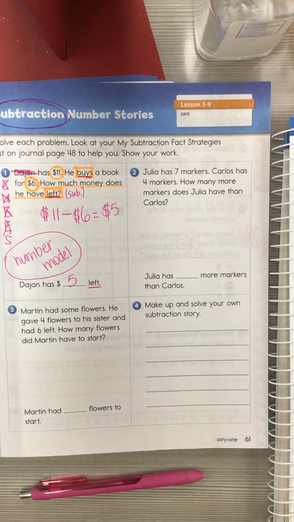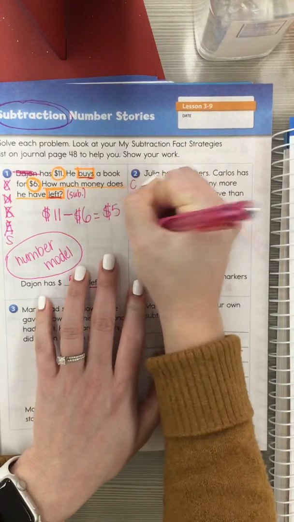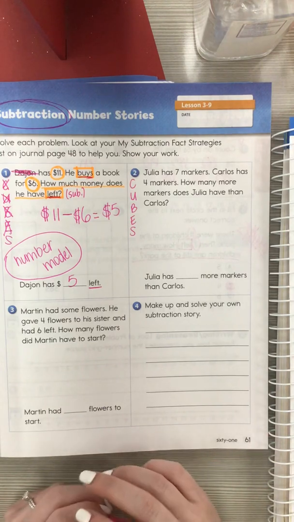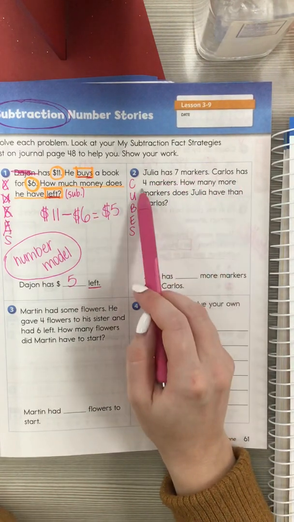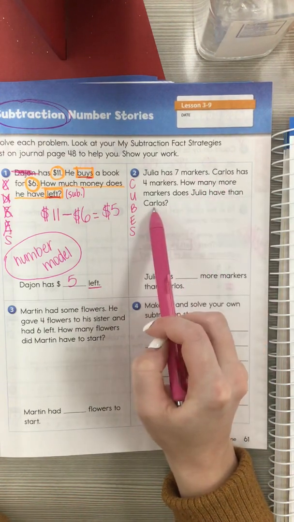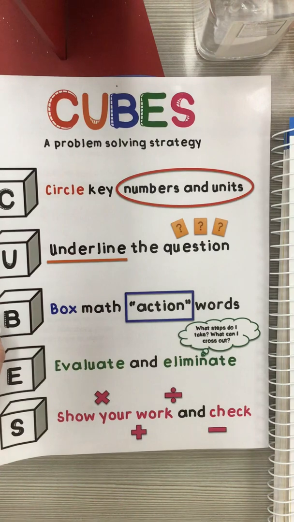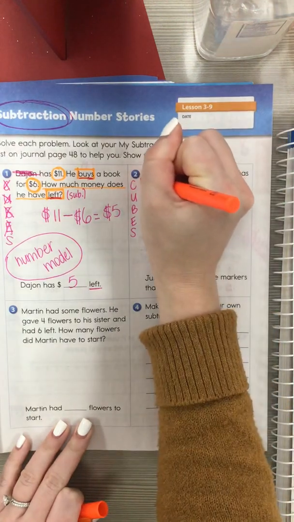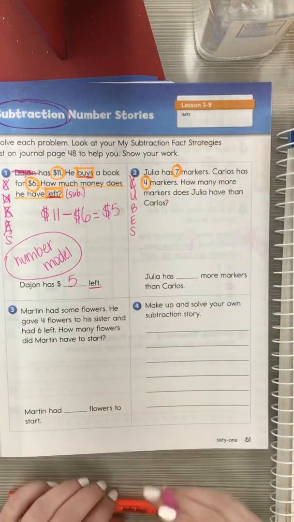Okay, let's look at number 2. We're going to write cube so we can mark it out as we go and restart the process. Here we go. Once you memorize what all the steps mean, it goes way faster. Okay, so C is circle the key. All right, let's read here. Julia has 7 markers. Carlos has 4 markers. How many more markers does Julia have than Carlos? Step C, circle, key. Everybody. Numbers. With your highlighter, we're going to circle the numbers. 7 and 4. Good job. And then we're going to mark out C. We circled the numbers.